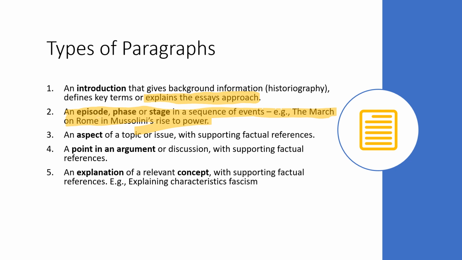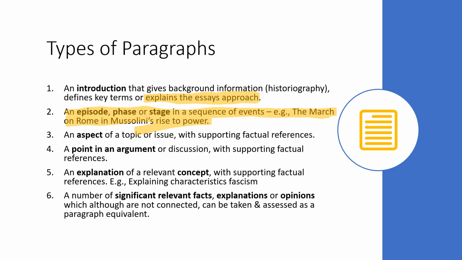And then 5 or 6, this is where the examiner can come in and support you picking up extra marks. So a type of paragraph could also be a number of significant relevant facts, explanations, or opinions, which, although not connected, can be taken and assessed as a paragraph equivalent. This gives the examiner a little bit of autonomy, or a little bit of freedom to look at your essays and lump them together, especially in that time pressurized situation. If you're really under time pressure in the exam, you just brain dump your ideas onto the page. The examiner can piece those together and mark that as a paragraph. So really handy.